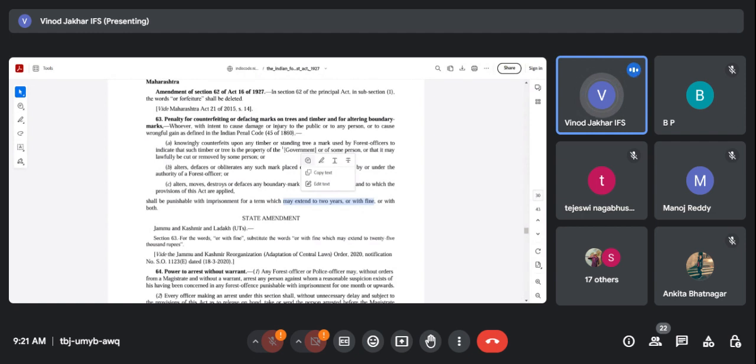I will share with you a case study which we were told in the training by a very efficient forest officer. He was DFO Jammu.